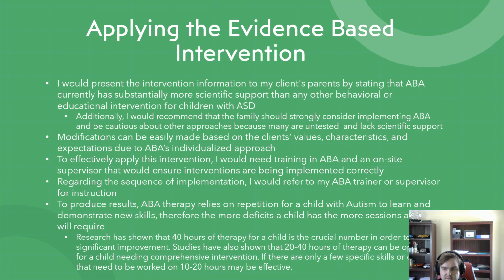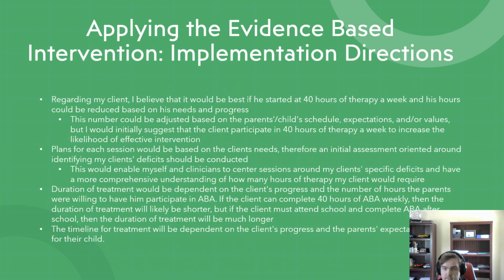If there are only a few specific skills or deficits that need to be worked on, 10 to 20 hours may be effective. Because the client that I'm evaluating is 6, that window for 40 hours a week might have already passed. Typically, children who do 40 hours a week are between the ages of 2 and 5 because they're not in school yet. But because my patient will likely be entering school, they might have to do ABA after hours, which we'll talk about a little bit more, which will probably limit their ability to do 40 hours a week unless their deficits are so severe that they can't get in the classroom, and then they actually do require 40 hours.